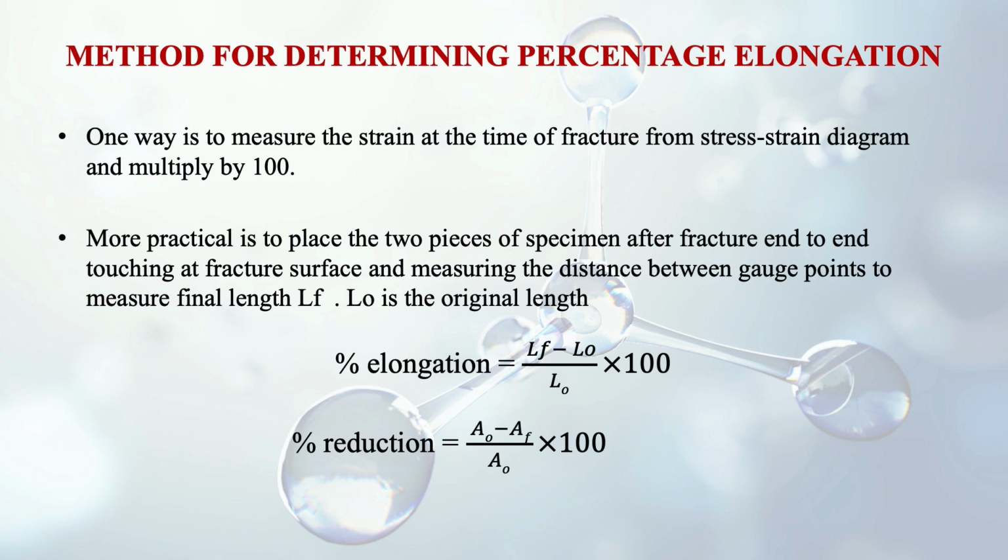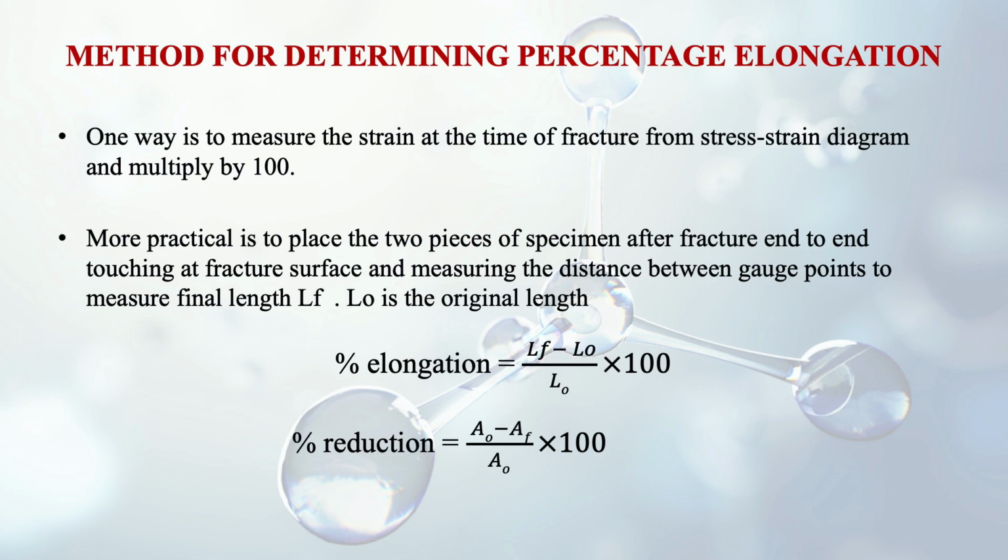What is that way? That is to get the fractured specimen, or the two pieces that have come out after the main specimen has broken. So it has broken into two pieces, and we can match these two pieces end to end and measure it with the help of some measuring device, whether it be vernier calipers or any other thing. We can measure the total length. So the total final length will come. Then we can subtract from it the original length of the main specimen, and divide by the original length and multiply it by 100. So it will give us the percentage elongation.